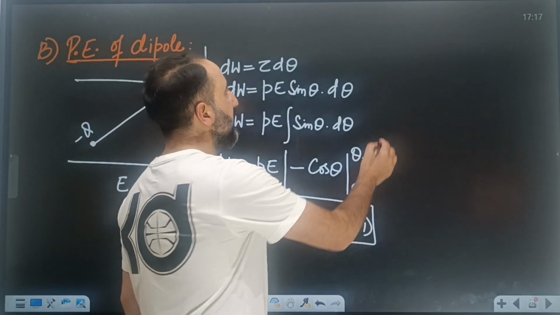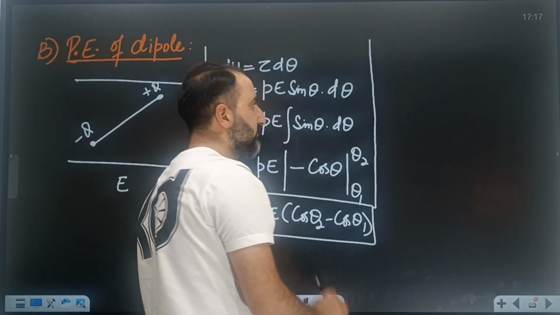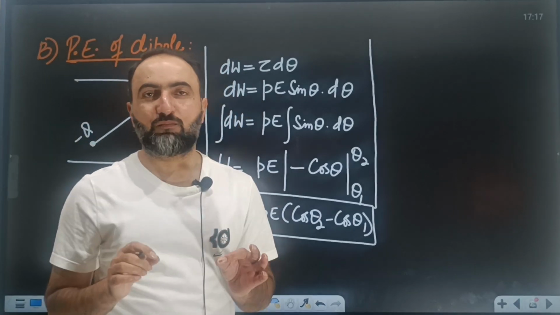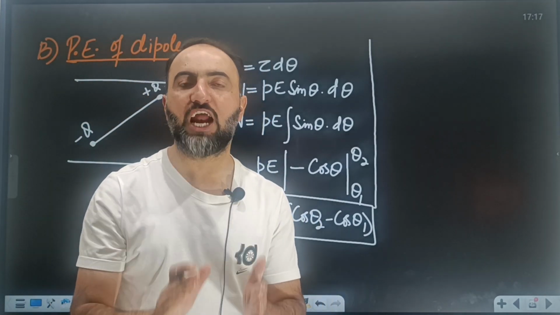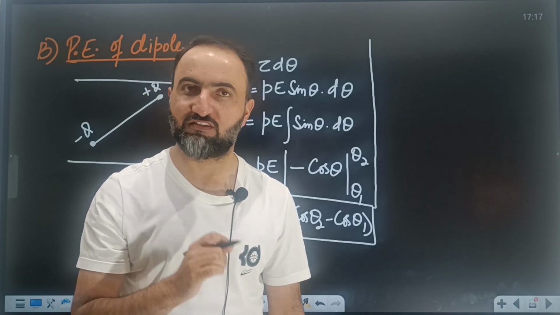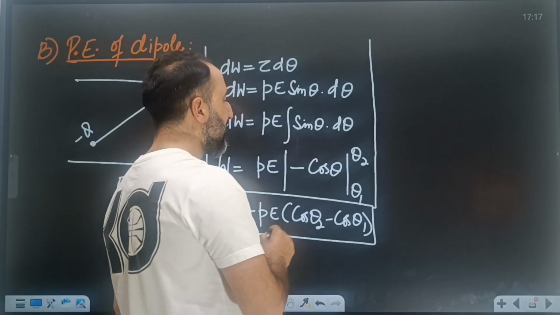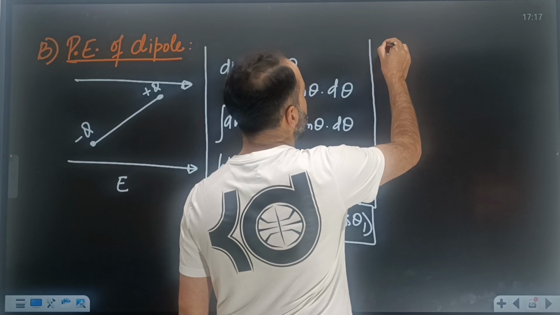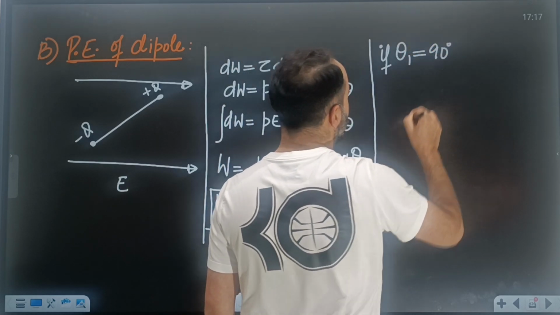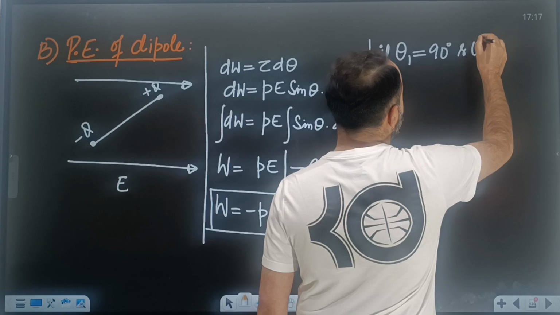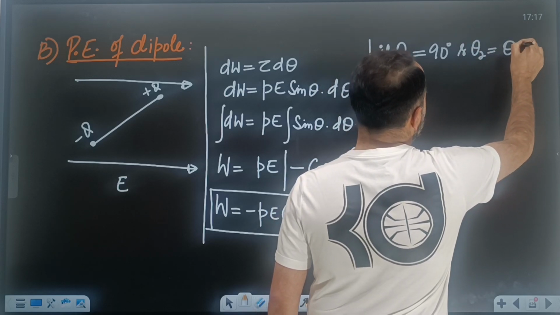Okay. What I am going to do is this. Before defining potential energy, I will define what we call the reference point. And the reference point is that point where the potential energy is taken to be 0. So I will write like this. Initially the dipole is perpendicular to the electric field, that means theta 1 is equal to 90 degrees, and theta 2 is some angle which is theta.